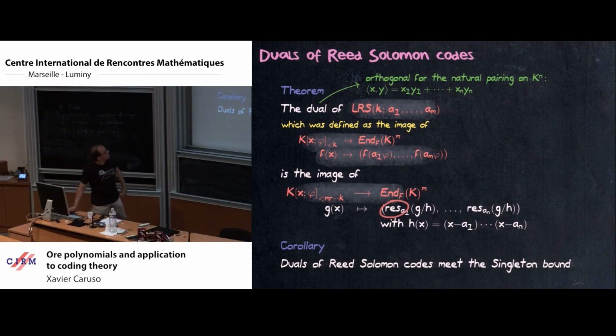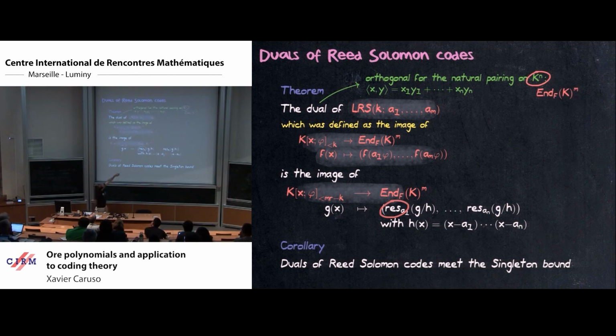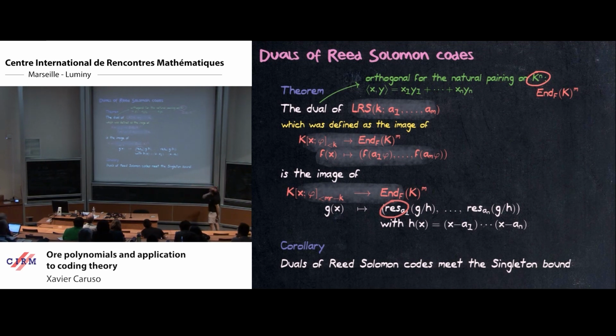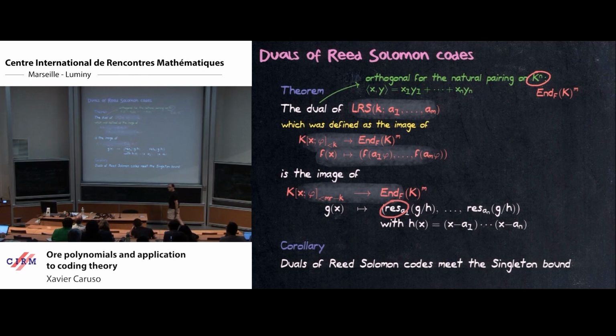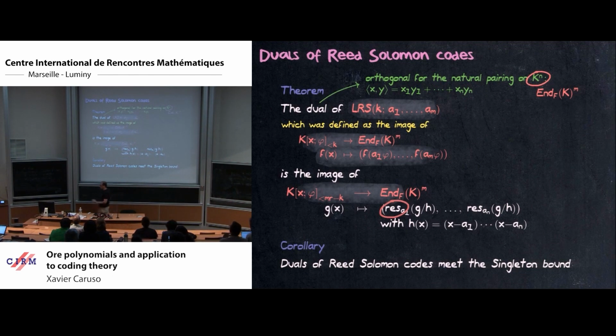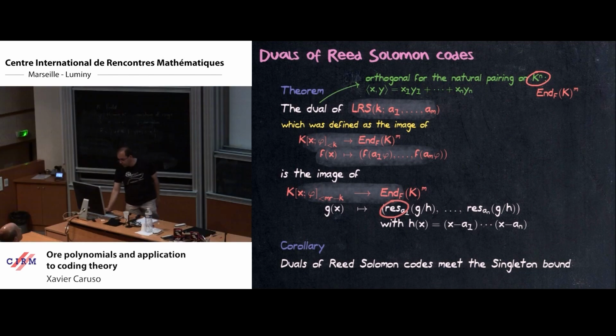The problem is that we don't know what the residue is for array polynomials. We have to define this. And the second point is that now we no longer have something with image in k to the n, but in this endomorphism of k to the m, and so we have to define a pairing on this space. So there are two things to do.